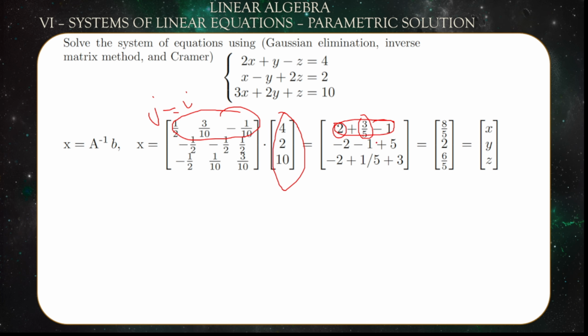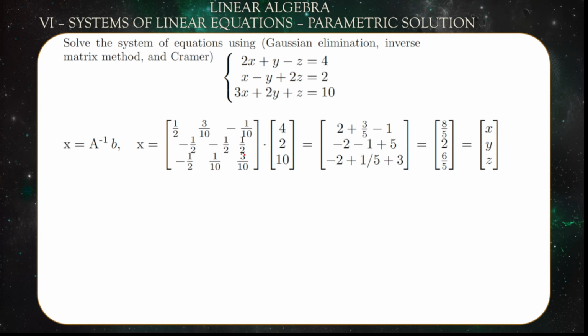And remember, the size of the resulting matrix would be equal to the number of rows of the first matrix, and the number of columns would be equal to the number of columns of the second matrix. So 3 rows, 1 column. Okay, 3 rows, first row, second row, third row, and 1 column. This is the resulting matrix. Okay, so 2 plus 3 divided by 5 minus 1 is 8 divided by 5.